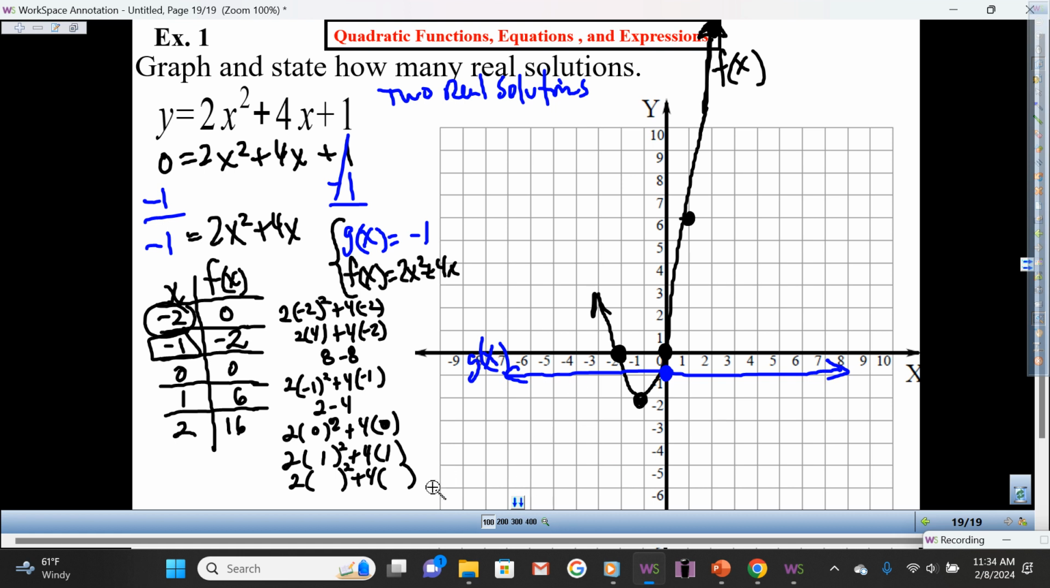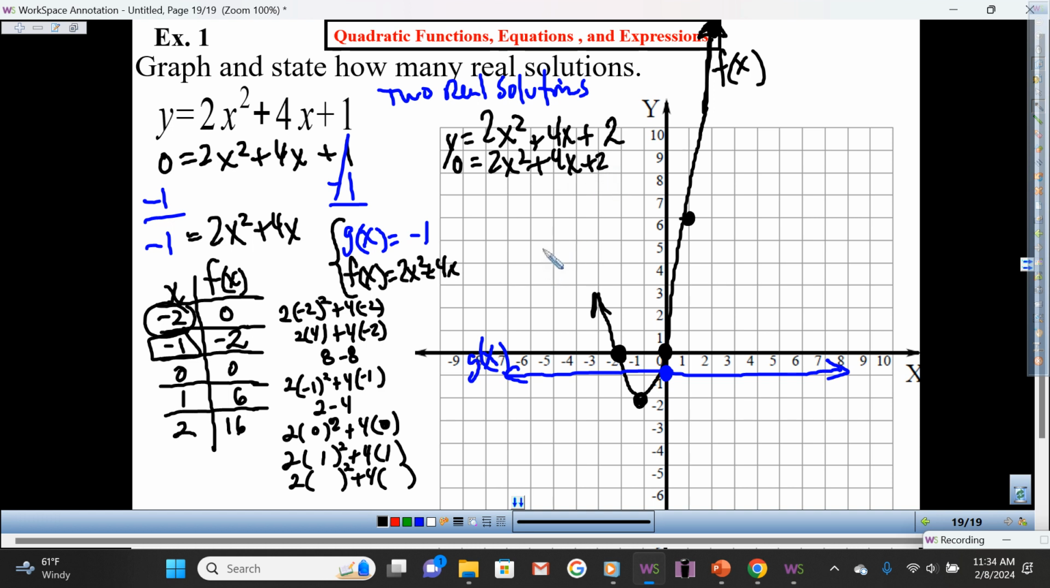All right, so on that same coordinate plane, I want you to write over here on this side, y equals 2x squared plus 4x plus, give me a number, 2. All right? So we're going to graph this one. So what is the first thing we do, guys? Here we go. Let's follow the process. Set it equal to what? 0. 2x squared plus 4x plus 2.